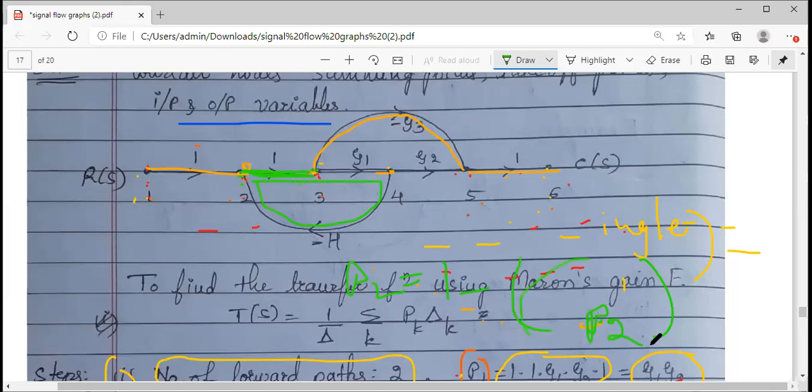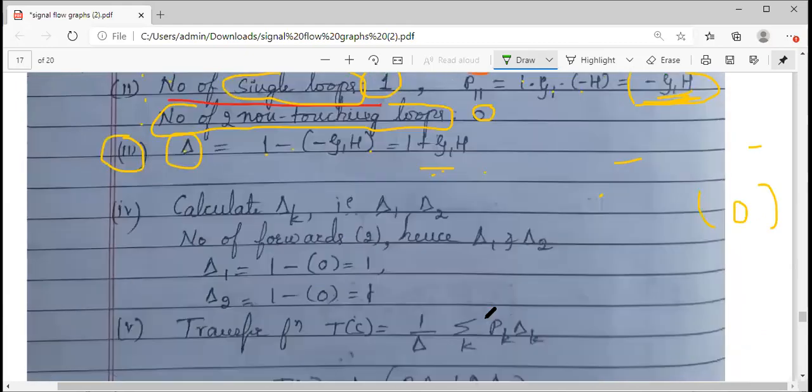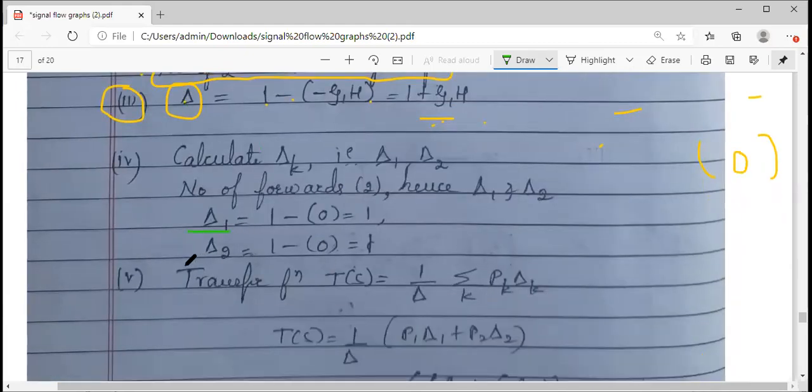Hence again the second bracket will become 0, and for 2 non-touching, 3 non-touching, there is no question. So delta 2 is also 1 minus 0, which is equal to 1. So we have calculated the fourth step. Delta 1 and delta 2 both are 1.